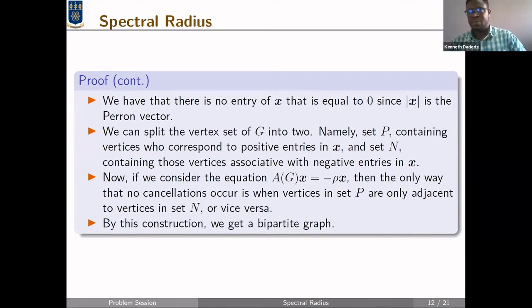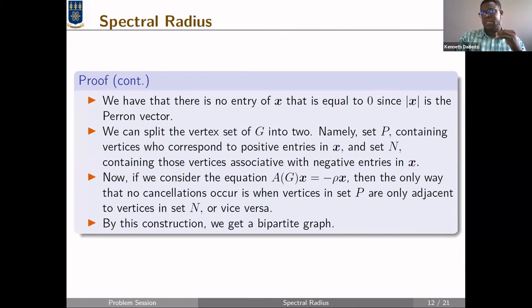With that, we can split the vertex set into two sets, P and N: if the corresponding entry in S is positive, you are in P, and if it's negative, you are in N. Now we consider this relation. It will make sense only if the edges formed in the graph go from the set P to N, with no cancellation. Remember the entries here are all positive, so for no cancellation we should have that. And this construction describes a bipartite graph.